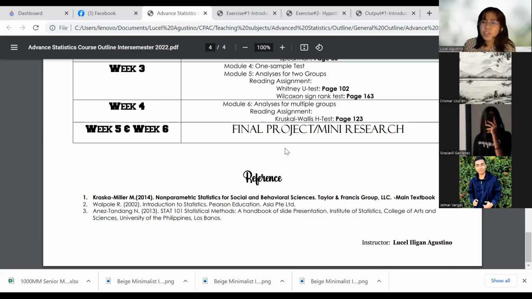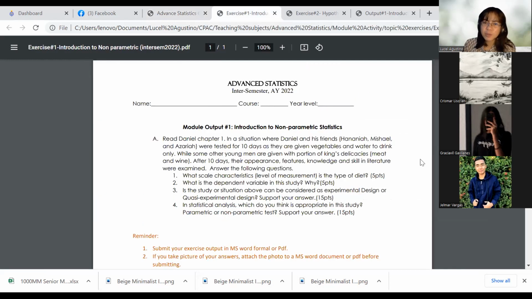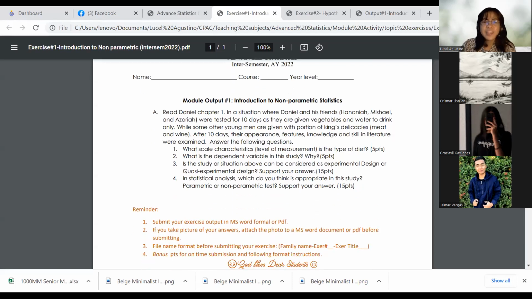And then, so if there's no other question, ma-proceed ko sa exercise 1 para at least mag-guide na kamo muna. Can you just see the exercise 1, Introduction to Non-Parametric? Yes, ma'am. Okay. Same lang siya sa elementary stat. Ka-introduction pa lang man siya. So, i-read ninyo ang chapter 1 sang Daniel.